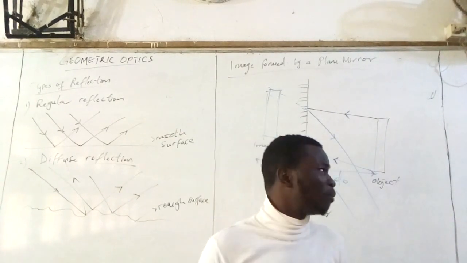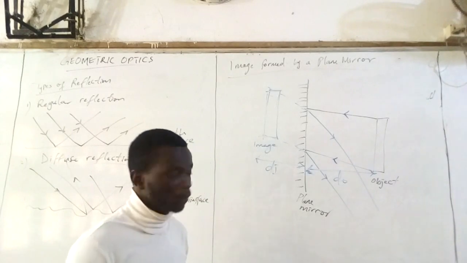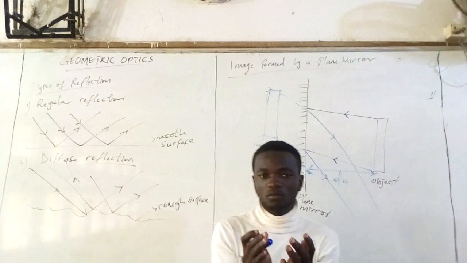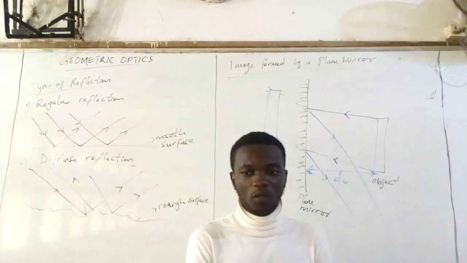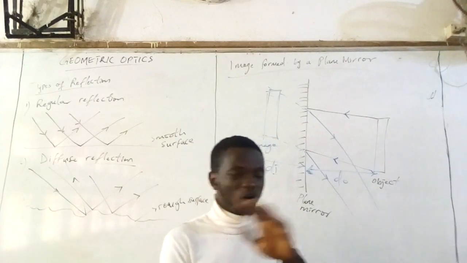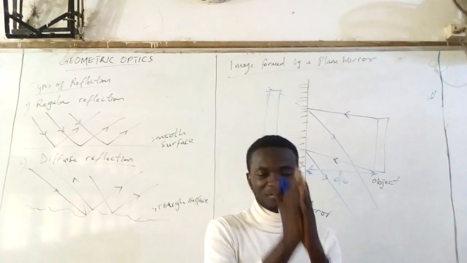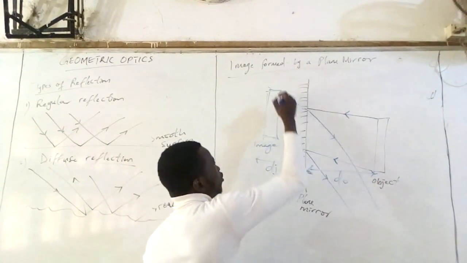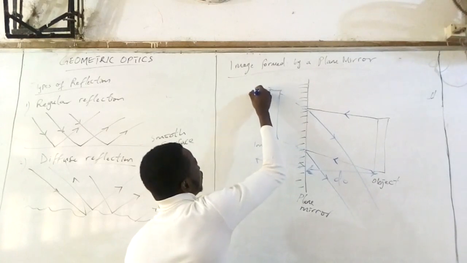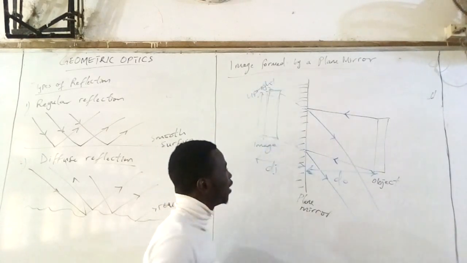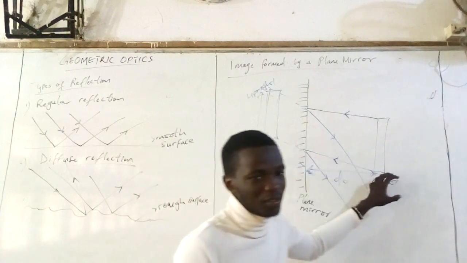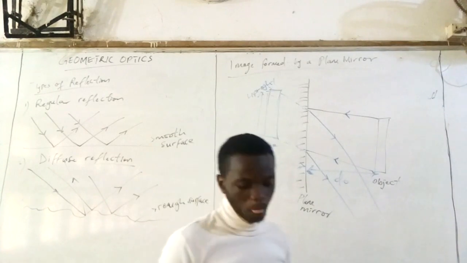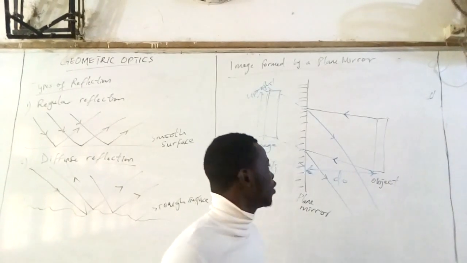Now, let's look at another property of our mirror. When you look at yourself in front of a plane mirror, you will see that the image is not upside down. It's always straight. We call that erect, or upright. So it is upright. And don't forget that it has the same distance from the mirror. The object distance is equal to the image distance.